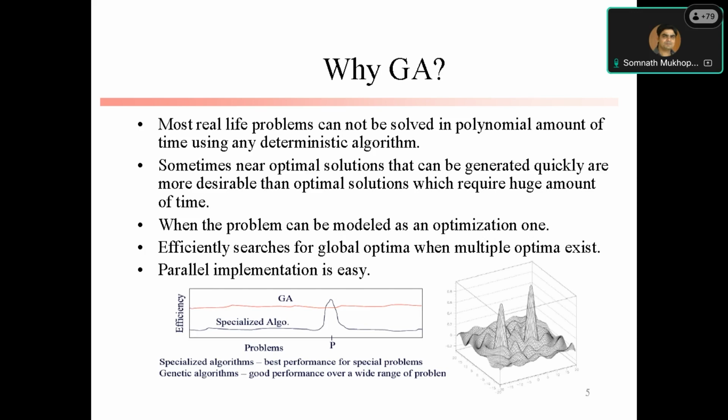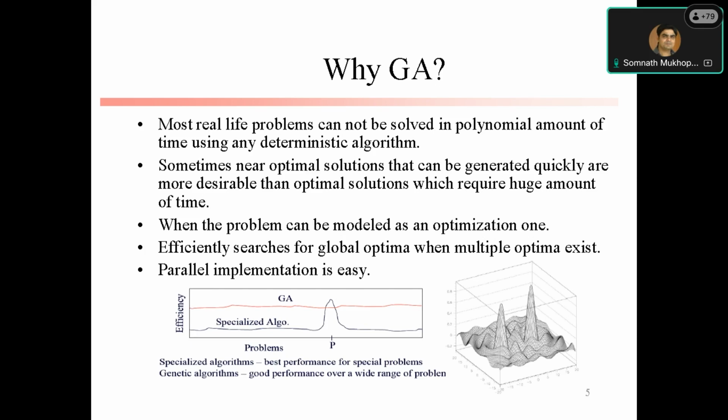Then we can use a genetic algorithm or any optimization algorithm, such as particle swarm optimization or differential evolution, and there are many algorithms which can be used for such a purpose. But the genetic algorithm is very classical, or you can say it is the mother of all optimization algorithms. When the problem can be modeled as an optimization problem, we can use a genetic algorithm. It can efficiently search for global optima when multiple optima exist.